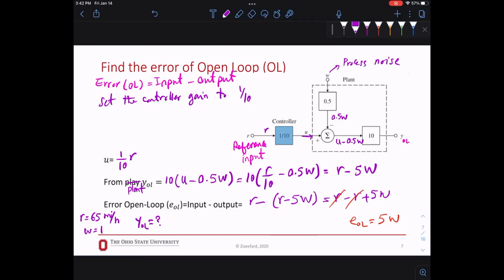What? Whatever, 95%. Yes. I was like, what do you mean? But I get it. You actually calculate percentage error. Error of open loop for this system is 5 times W, 5 times 1, which is 5, which is equal to input minus output. So 5 is equal to 65 minus actual speed. So actual speed is going to be 60 miles per hour, which is 95% of the actual.